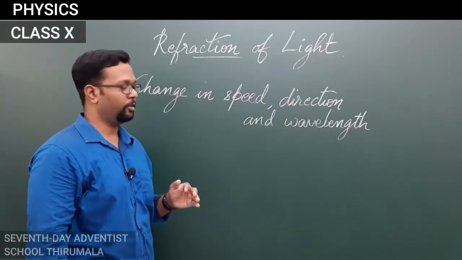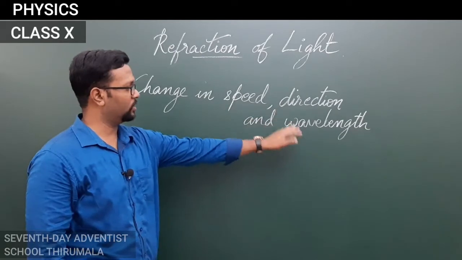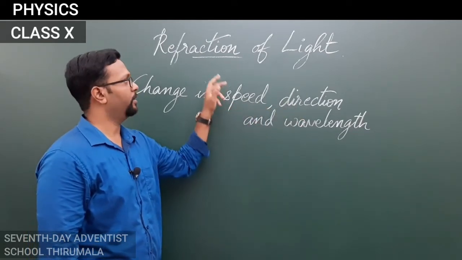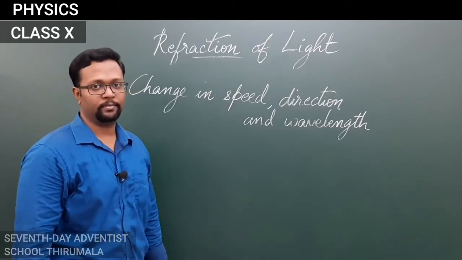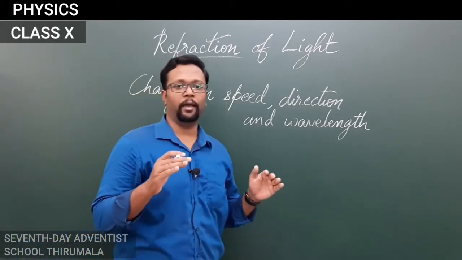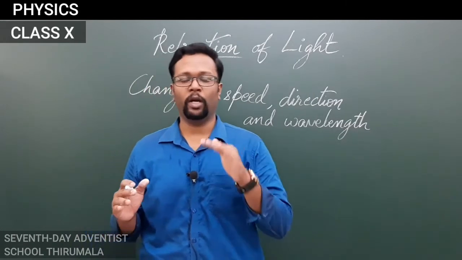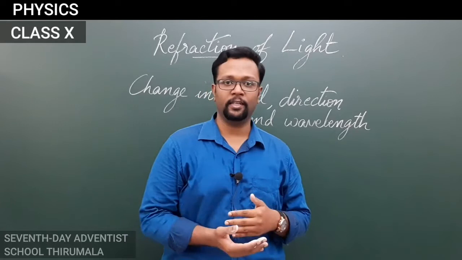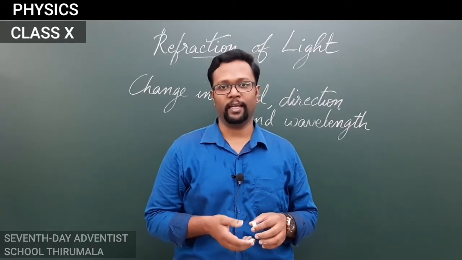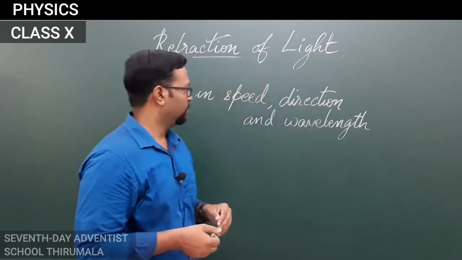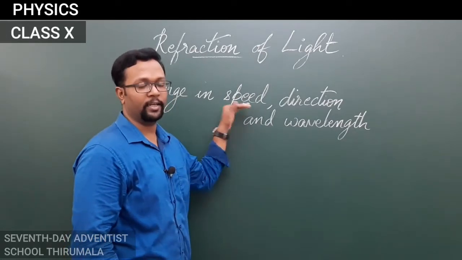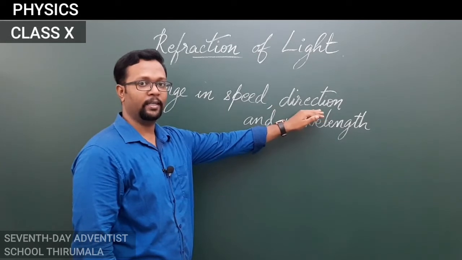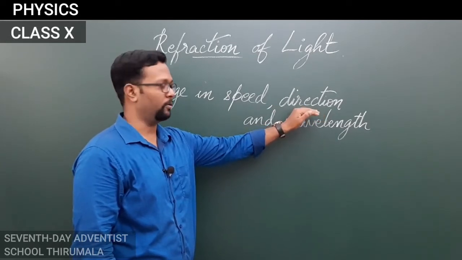Next, we are going to look at the change in wavelength, change in direction and change in speed during refraction of light. We should remember that a light ray traveling from one medium to another gets refracted due to the difference in the speed of light in different media. So we know that speed changes, that is why refraction happens, and due to that change in speed, the direction of the light ray also bends.